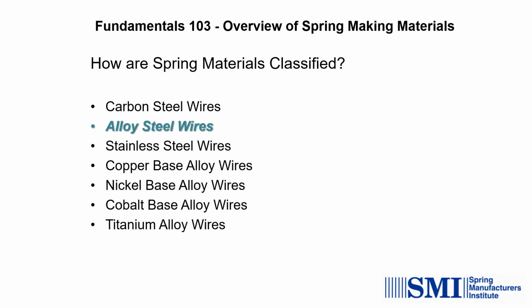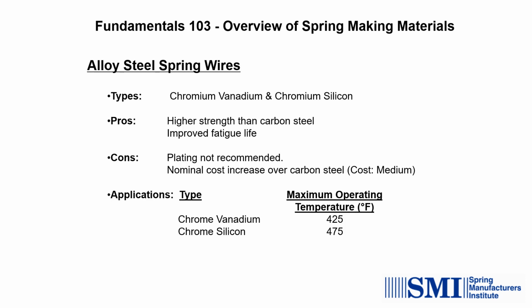The next material of interest is alloy steel wires. Alloy steel spring wires. Types: chrome vanadium and chrome silicon. Pros: higher strength than carbon steel, improved fatigue life. Cons: plating is not recommended. Nominal increase over carbon steel in cost.